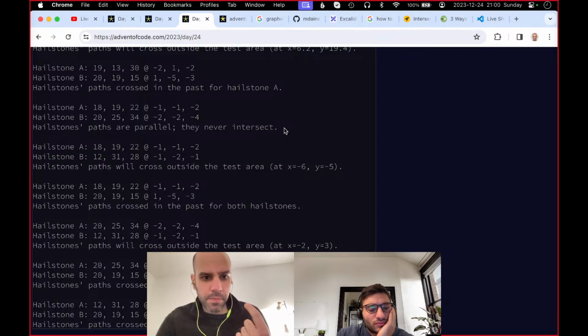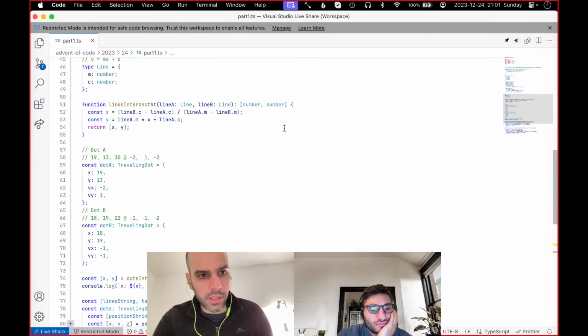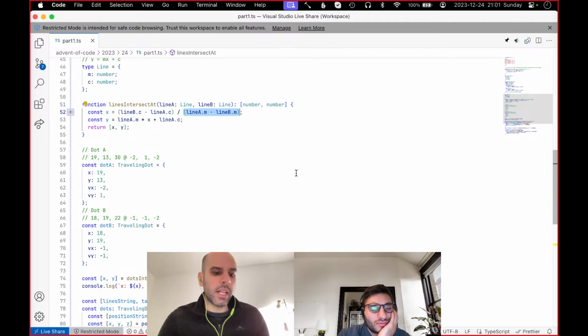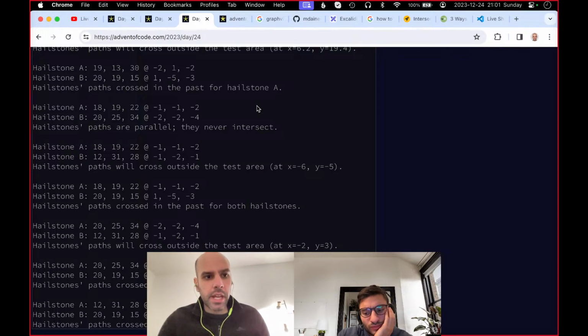The first is kind of obvious. The hailstones may be in parallel. They may have parallel roots. They will not intersect. So in our little intersection function, I bet that we'll be dividing by 0, because the amps will be equal. Okay. So that's easy enough. That's an if.